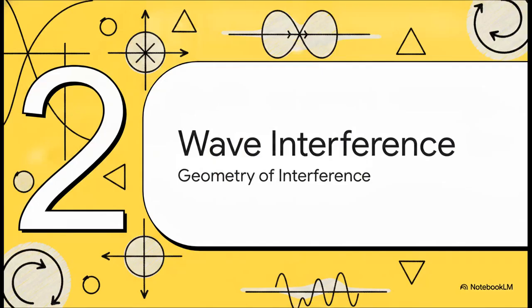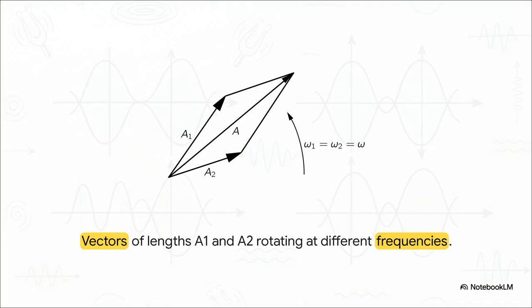Section 2. Visualizing wave interference, the geometry of interference. To really wrap our heads around the physical meaning of these adding waves, let's step away from the squiggly lines for a second and look at rotating vectors. We can represent these individual waves as two vectors, or basically arrows, spinning in a circle, kind of like the hands of a clock. The length of the arrow, A1 or A2, represents the wave's amplitude, and the speed it spins represents its frequency. Now, if the frequencies were exactly equal, these two clock hands would spin together locked in a fixed shape, giving us a steady, unvarying sum.